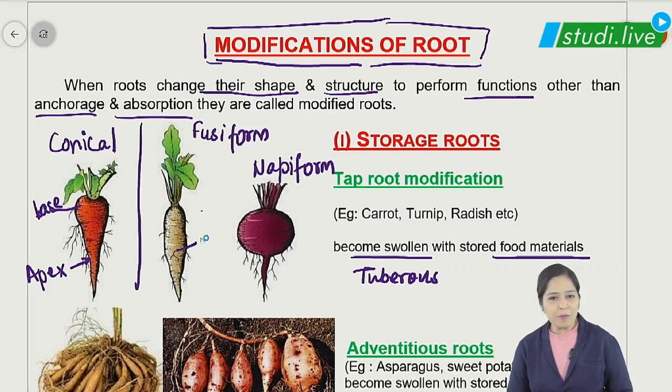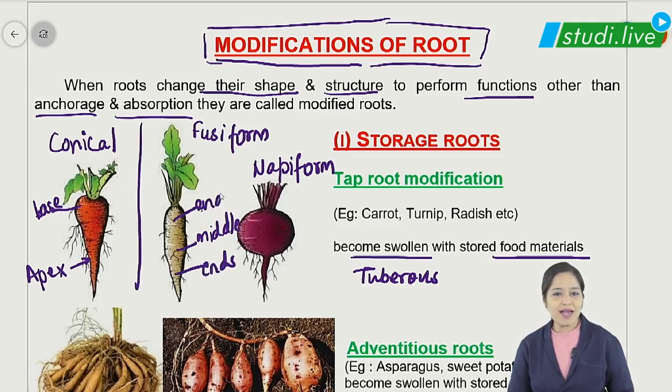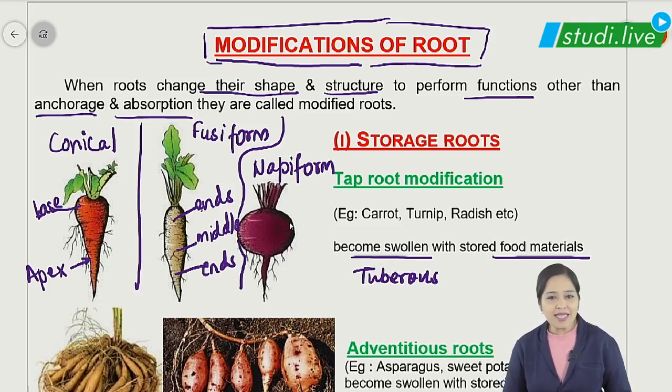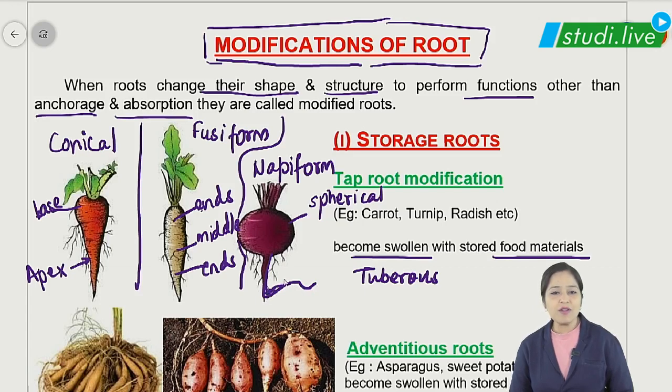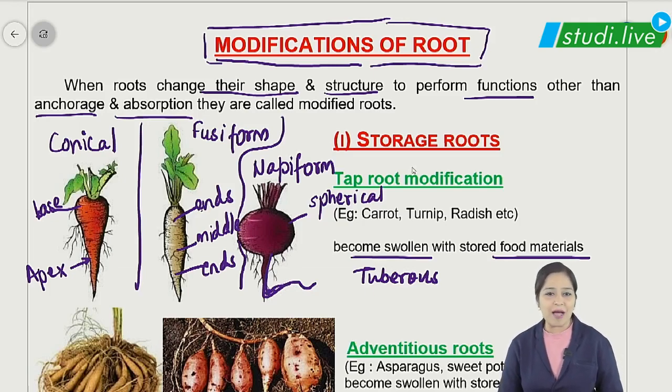It is swollen in the middle and tapering towards both the ends. So that is the meaning of fusiform: swollen in the middle, with the ends tapering. In napiform, this particular tuberous root becomes swollen, almost spherical, and then abruptly tapers to form the narrow apex. So this is the difference between conical, fusiform and napiform. This was the modification of the taproot system.